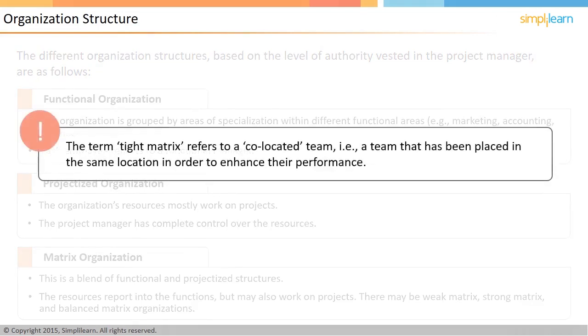There is another term that you might find in the exam called tight matrix. This generally refers to a co-located team, that is, a team that has been placed in the same location to enhance their performance. In the PMP exam, if there is no mention of the organization type, you can assume it to be a matrix organization. Let us look at each of these organization structures in detail. In the next screen, let us look at functional organization.